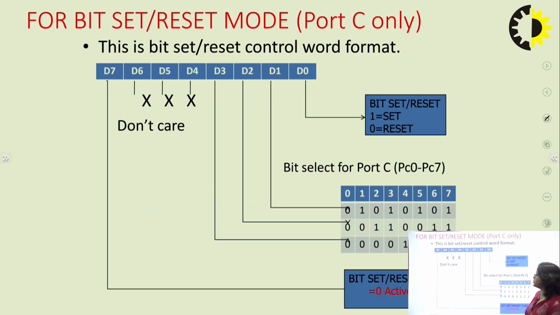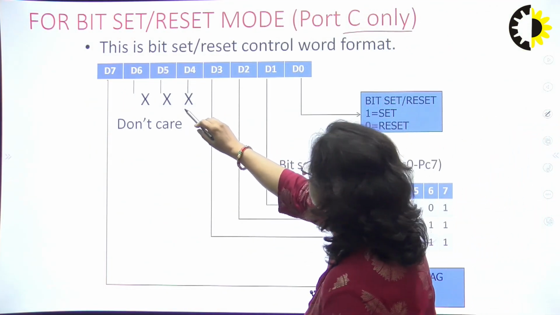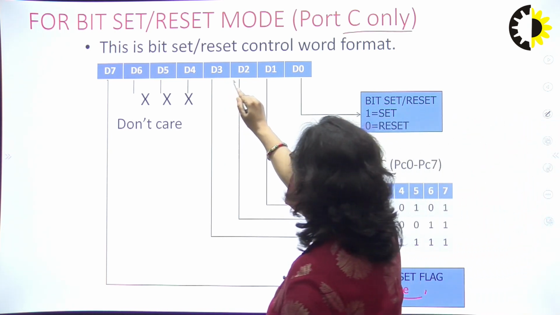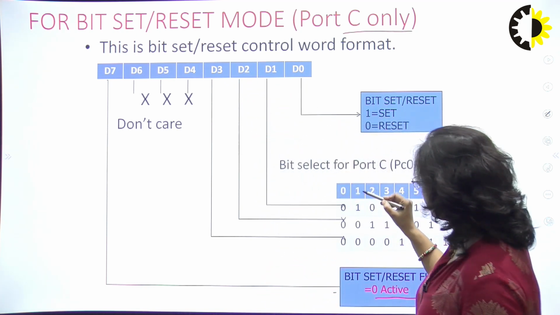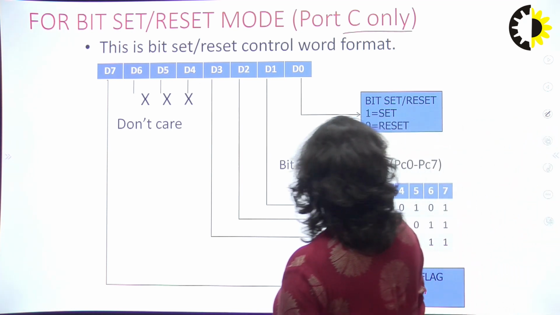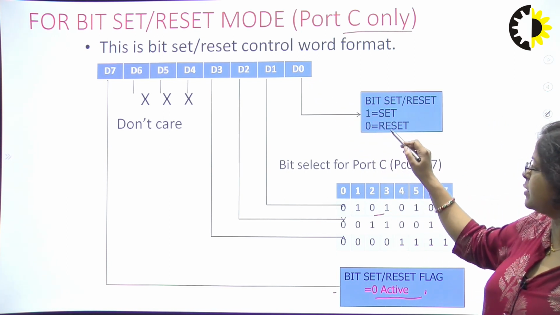Now BSR mode is used to set or reset port C bits only. Port C consists of 8 bits. D7 is 0 for BSR mode. Next 3 bits are don't care, that is D6, D5, D4. Next 3 bits are used to select the bit of port C, that is 000 for bit 0, 001 for bit 1, and so on. Similarly, to make the value 0, it will be reset, and 1 means set.